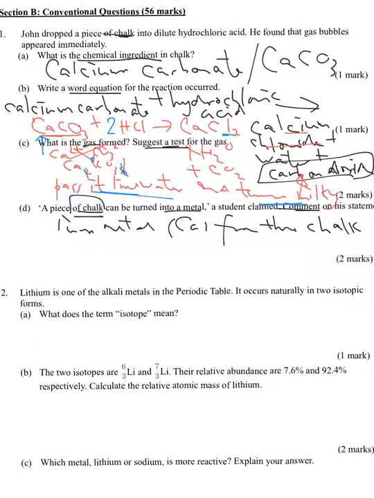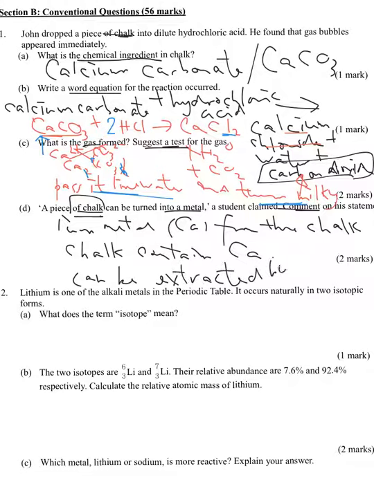Because chalk contains calcium and can be extracted by electrolysis of molten ore.